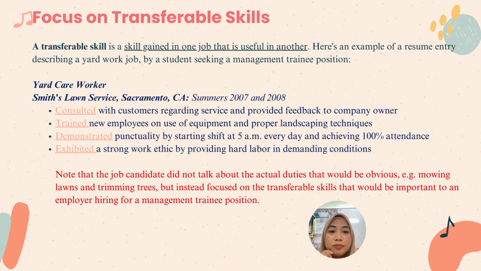So let's observe the example here. This person is a yard care worker. That's the position. The name of the company is Smith Lawn Service, based in California. When was this person working, or what was the duration? It was in summer, 2007 to 2008. Here the transferable skills are the ones in bullet points.